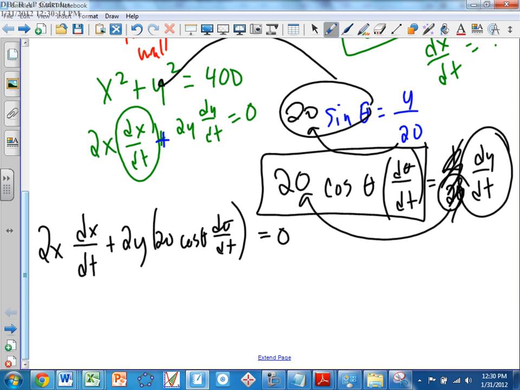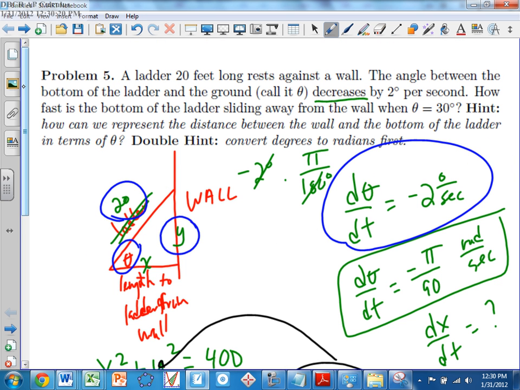Now, Karen, what are you noticing? You don't know y? I don't think you know x either. Do you know y or x, actually? No. Does it give us any lengths for y and x in this problem, people? Let's go take a look at the top. It says it decreases by 2 degrees per second. How fast is the bottom moving when the ladder is 30 degrees? When it's 30 degrees.